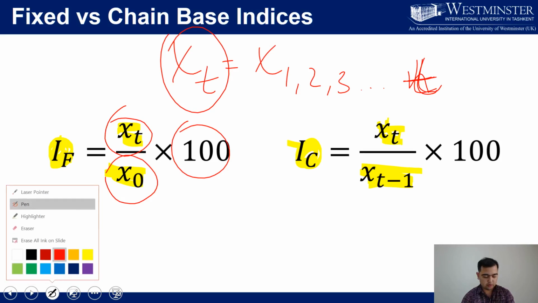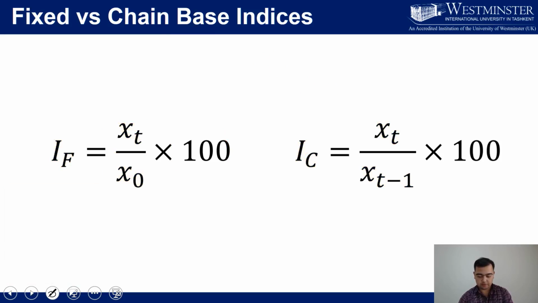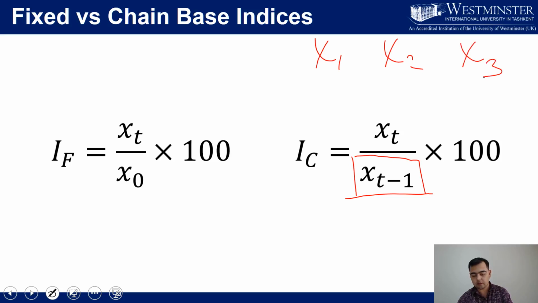But regarding the other one, the chain base index, instead of x0, now we have x(t-1). That means whenever you have x1, x2, x3, you need to divide them by the previous year's numbers, not the base year, but the previous year. For example, for x1, t minus 1 means 1 minus 1, that becomes 0. xt here is 2, right? x2, and hence x(t-1) will be x1. For x3, it will be x2, and so on and so forth.